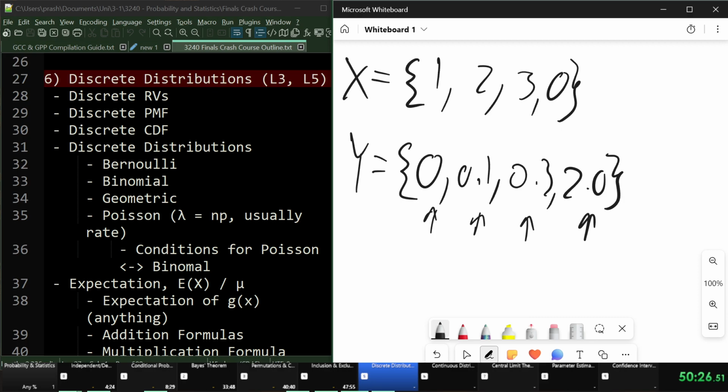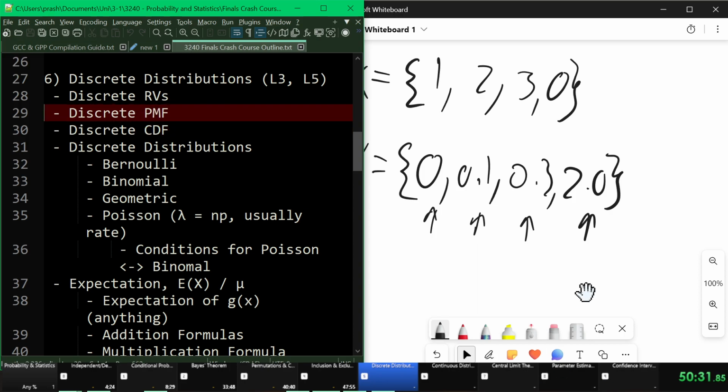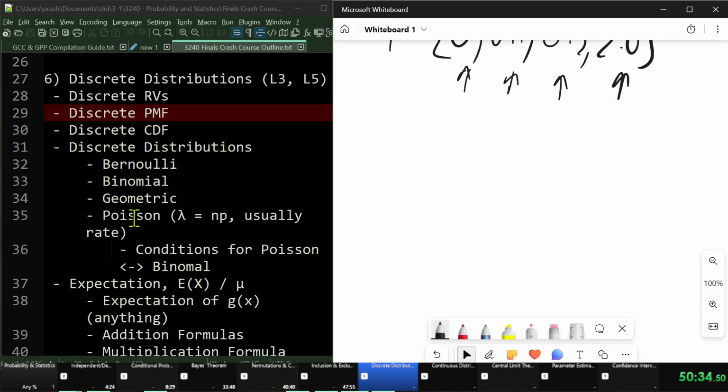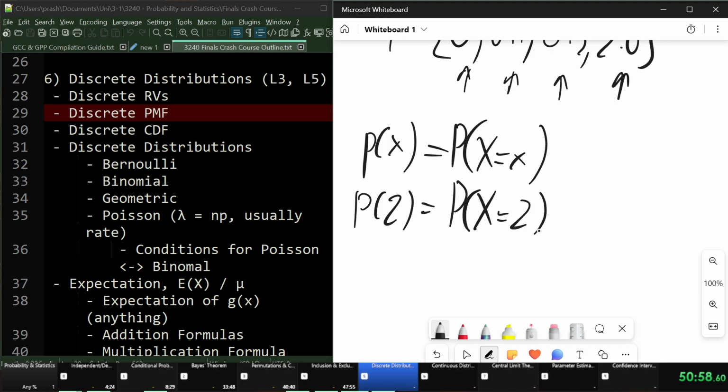Okay, next is discrete PMF. PMF stands for probability mass function, and it usually shows up like this. Trying to find the probability that, in our triple dice rolling example, the event happens this many times. So the probability of 2 will be the probability of X equals 2. This means that we got 2 sixes in our 3 rolls of the die.